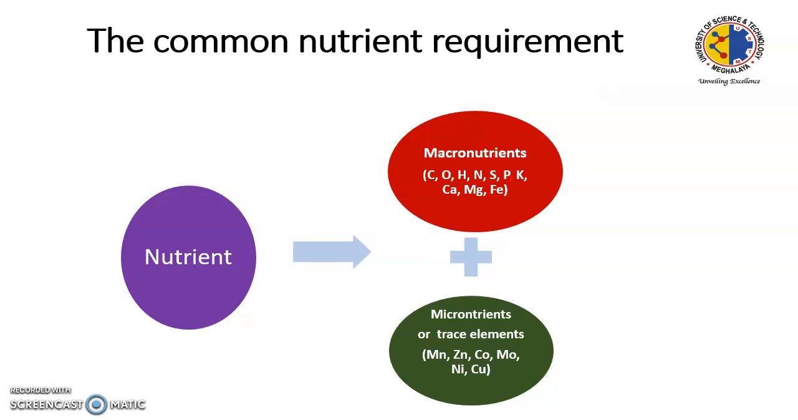Now, there are mainly two common types of nutrients: macronutrients and micronutrients. Macronutrients include carbon, oxygen, hydrogen, nitrogen, sulfur, phosphorus, etc. And micronutrients include manganese, zinc, cobalt, molybdenum, etc. These are required for the all-round development of all living organisms, including microbes. Macronutrients are required in large amounts, and micronutrients in smaller amounts, for growth and development.